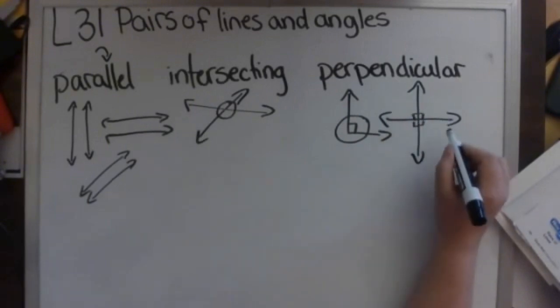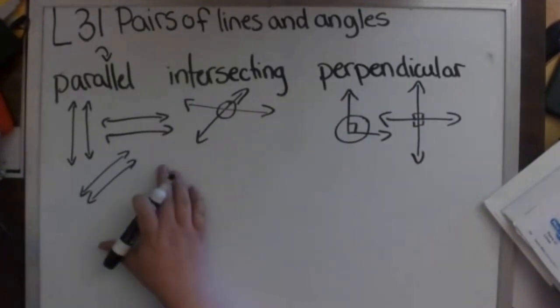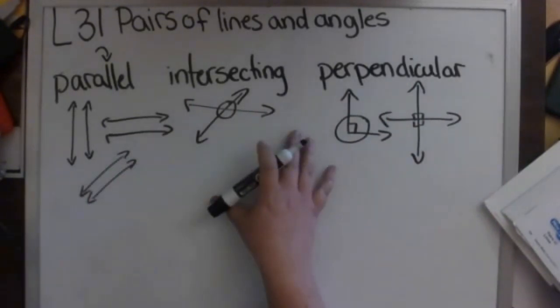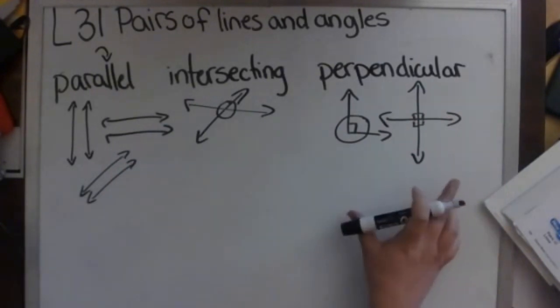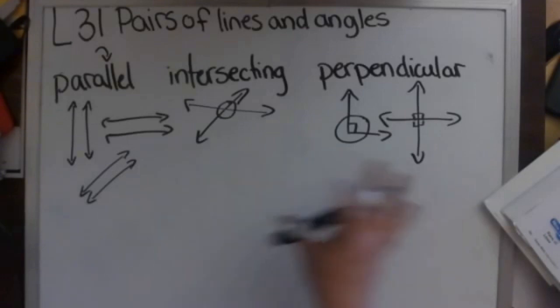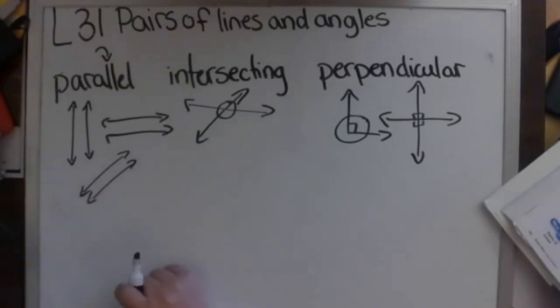That is perpendicular. Again, parallel, equal distances apart all the way through. Intersecting, they meet. Perpendicular, they meet at a right angle. Those are pairs of different lines.